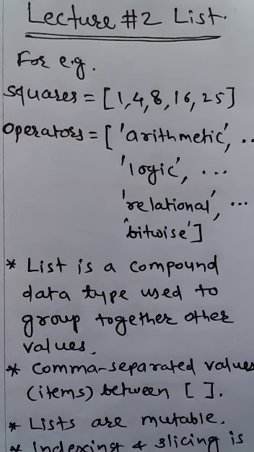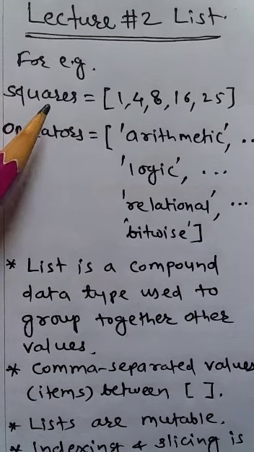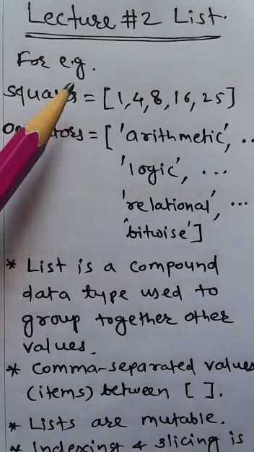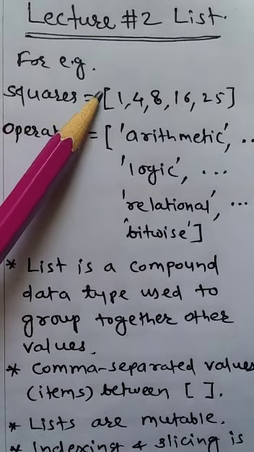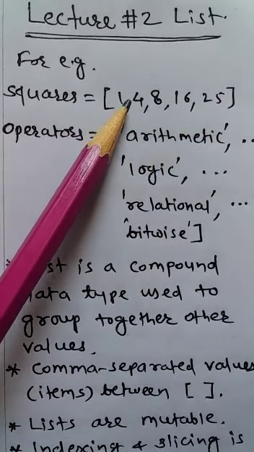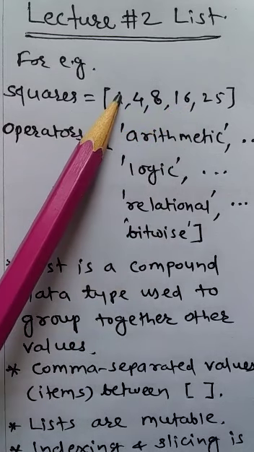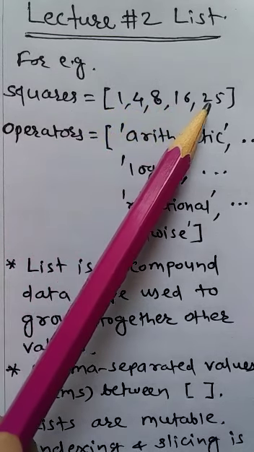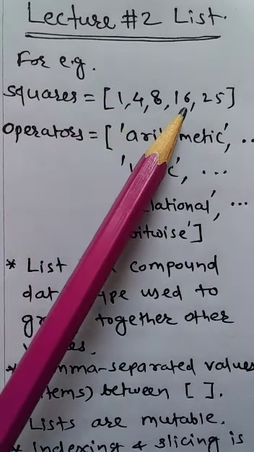This is on list. To understand list, let us have a look at one list. We have squares of numbers. How is the list written? squares is equal to, it is written in square brackets and contains the elements separated by comma. So here we have written 5 elements separated by comma.